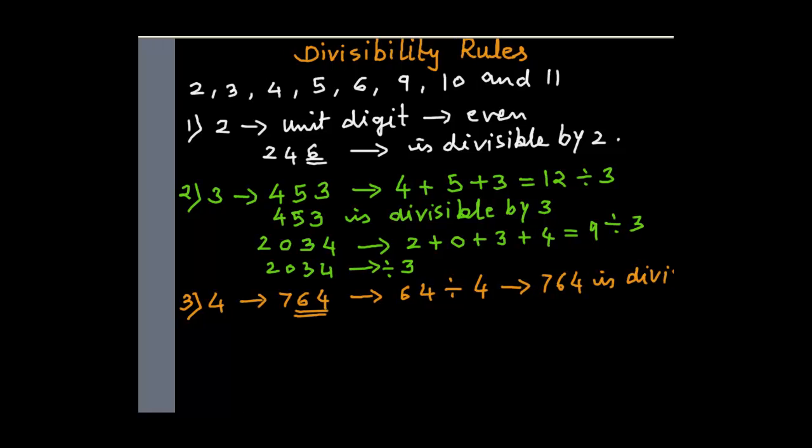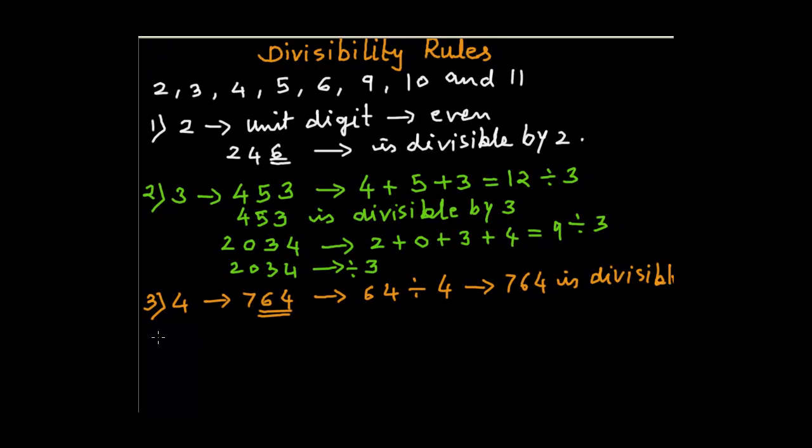Now, let me take another example, 1024. The last two digits are divisible by 4. So the given number 1024 is divisible by 4.